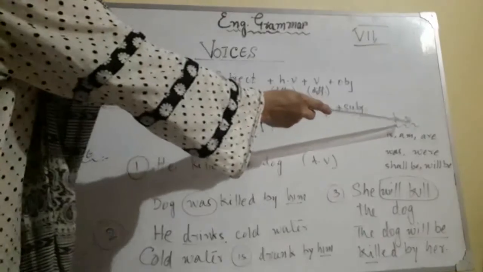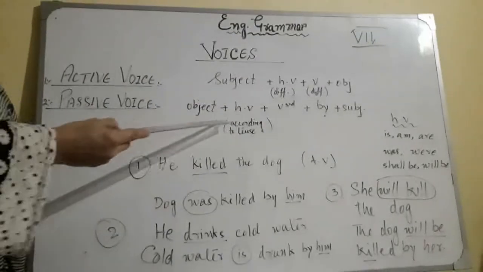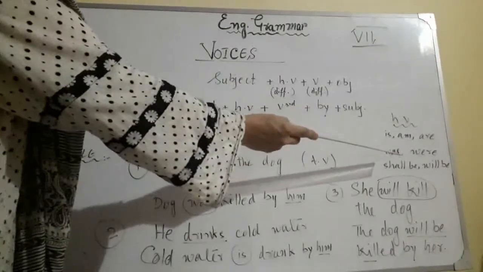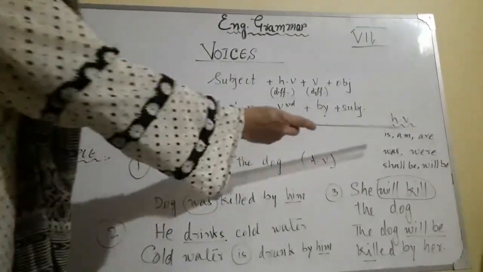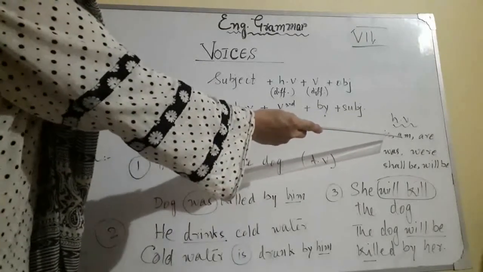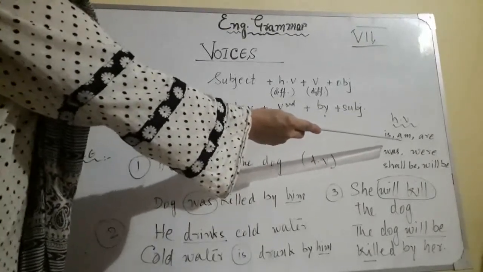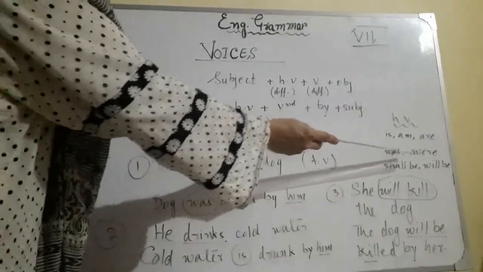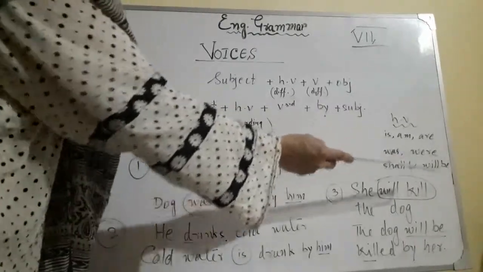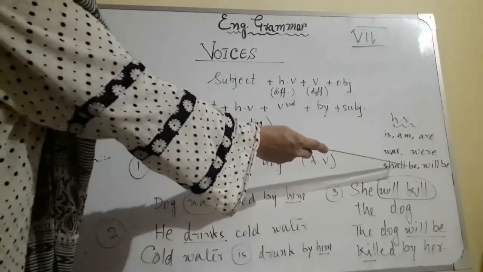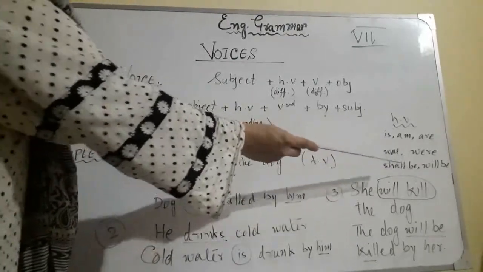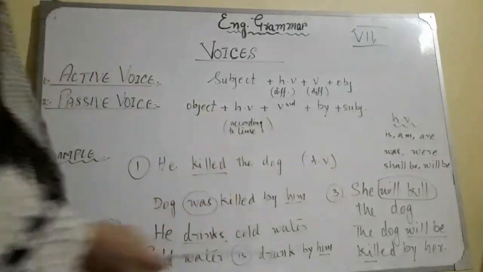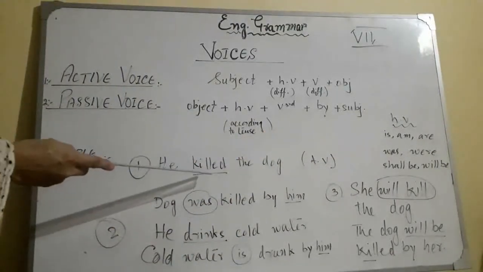I have written here that according to the tense in passive voice we will use different helping verbs. If it is present indefinite then we will use the present helping verbs is, am, are, and if it is past indefinite we will use the past tense helping verbs was and were, and in case of future indefinite shall be and will be. Let's see the sentence.